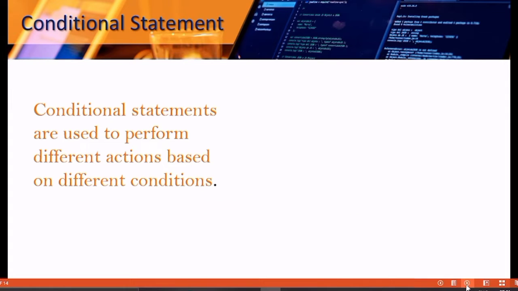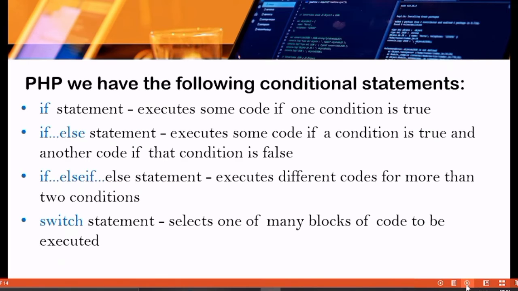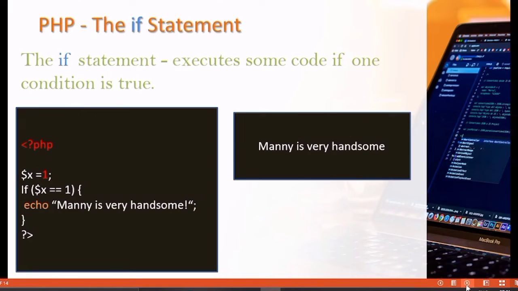Conditional statements are used to perform different actions based on different conditions. In PHP, we have the following conditional statements: if statement, if else statement, if elseif else statement, and switch statement. The PHP if statement executes some code if one condition is true. So if we run this in the web page, the output would be: man is very handsome, because the condition is true.